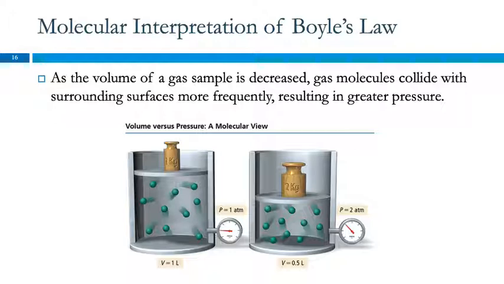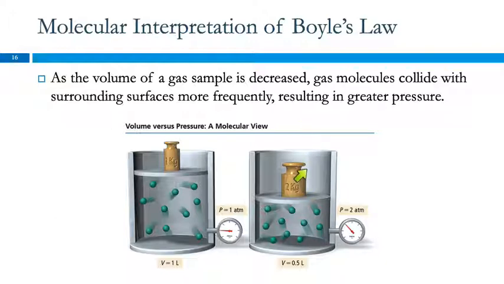So let's think about what the particles are doing to see if we can understand the idea behind Boyle's Law. Here we have a container, and the lid is movable, so we can change the volume of this container without letting any gas in or out. Here there's a 1 kilogram weight sitting on this lid to keep it down. And here we have a pressure gauge telling us that the pressure is 1 atmosphere. The volume of this container is 1 liter.